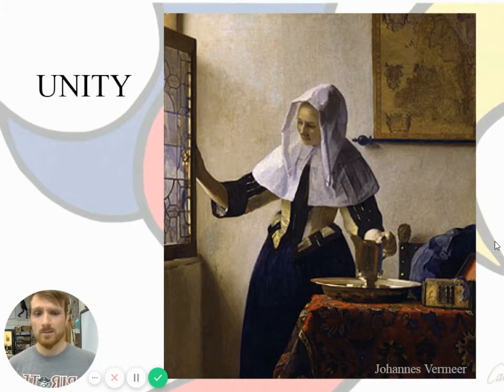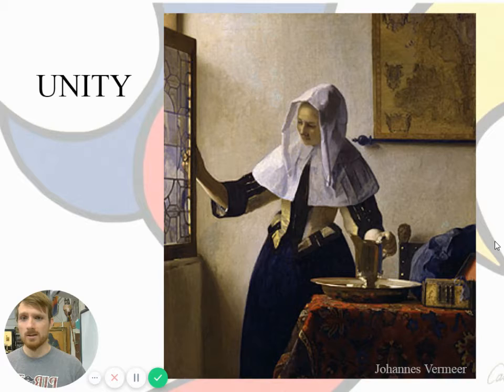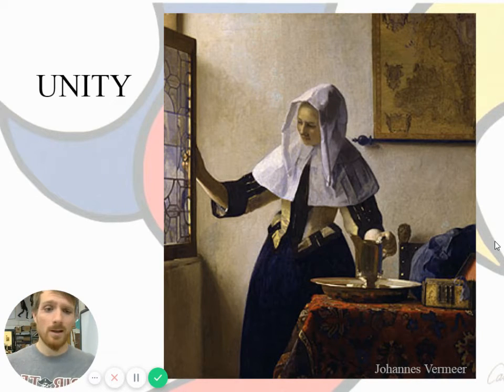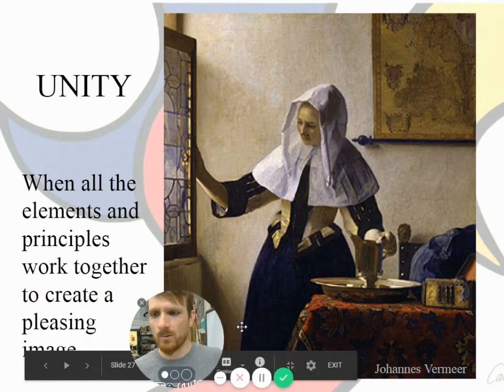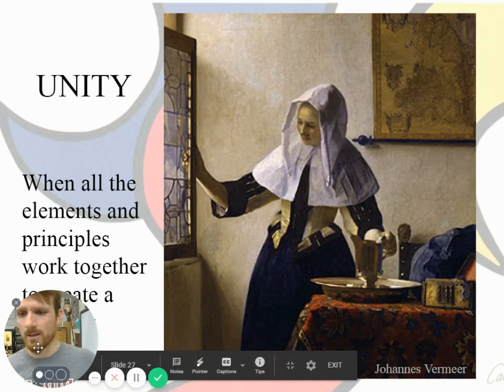So as we look at this Vermeer painting, this woman's opening the window, and we can see that both she and the wall and the objects on the table have that same coloring because of the same light coming through the window. So it's when all the elements and principles work together to create a pleasing image.